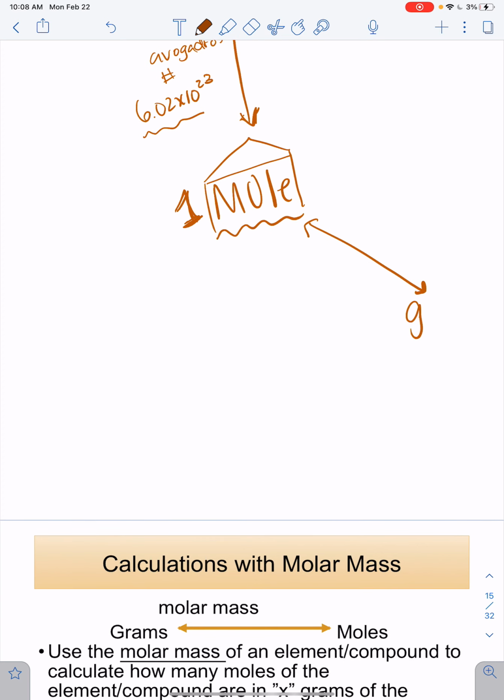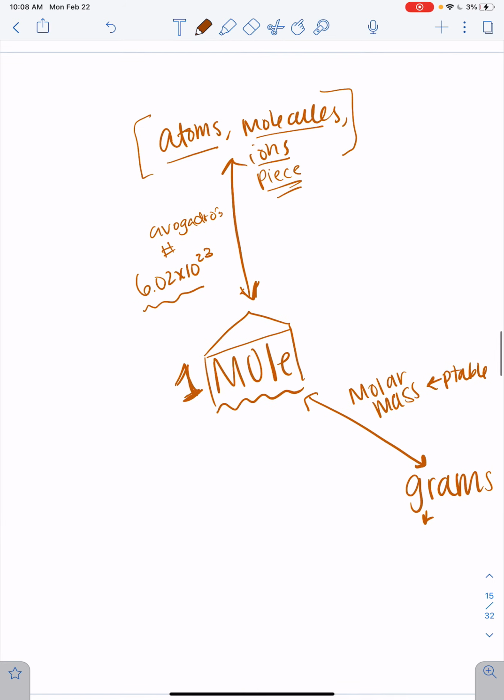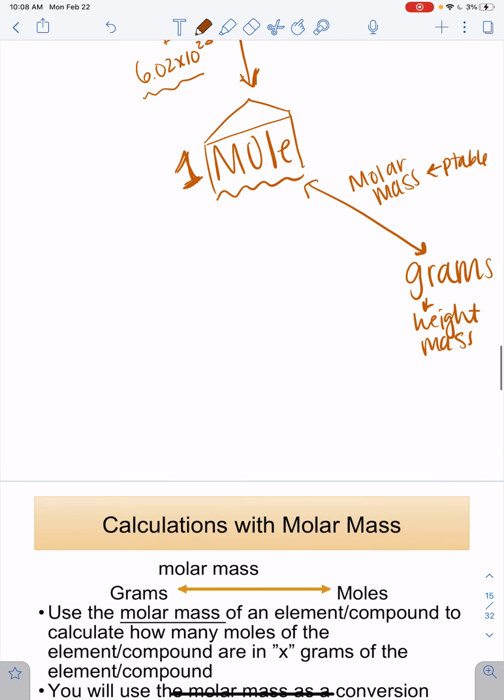We are going to go from grams to moles or moles to grams, and so we will be using the molar mass to do this. And this comes from the periodic table. Now it's important to realize that grams is not a counting piece the same way that atoms, molecules, or ions are. This is not a piece. This is a weight or mass. We are now dealing with something that we can measure, a mass.